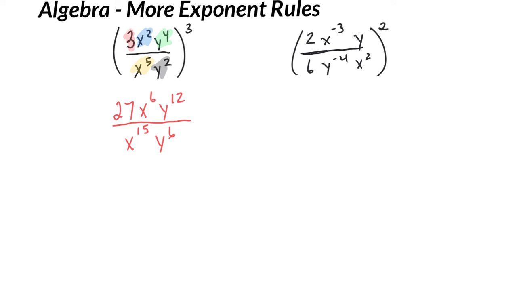Now I'm going to use my subtraction. Okay, 27 is not being divided by anything. But here I'm going to say, well, I've got x to the 6th and x to the 15th. I just do 6 minus 15. And that is -9. And then I do 12 minus 6. So y to the 12th, 12 minus 6, is y to the 6th.